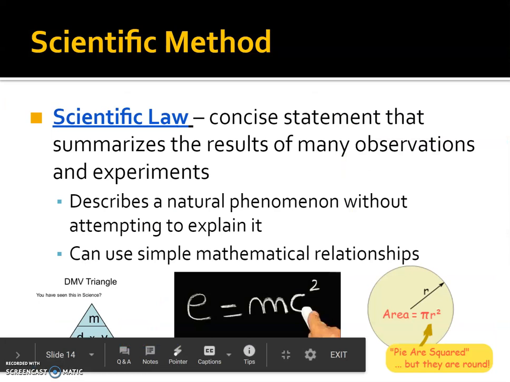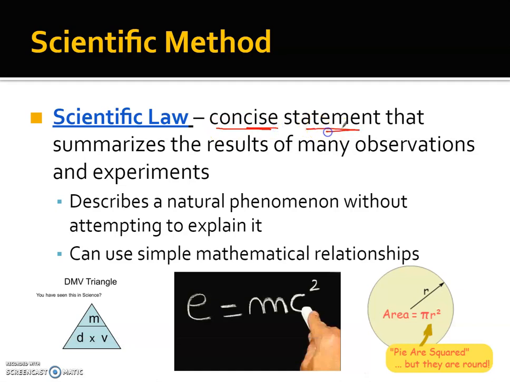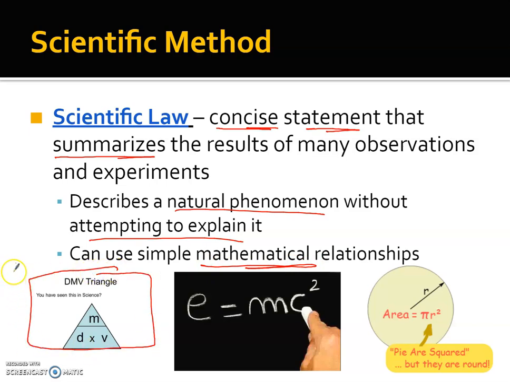All right. So we also have these scientific laws. Laws are going to be these concise statements, these little summaries of the results of our observations and our experiments. They describe the natural phenomena without attempting to explain it. They use lots of mathematical relationships. Have you seen the DMV triangle before? Density equals mass over volume. We're going to use this calculation a lot, all right, so that we can solve for mass and volume and density seamlessly. And I'll teach you lots and lots of different ways to get in and around there.